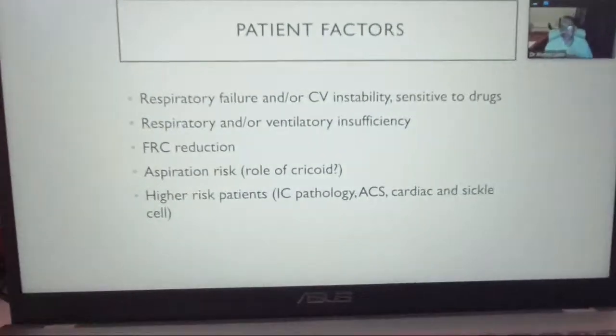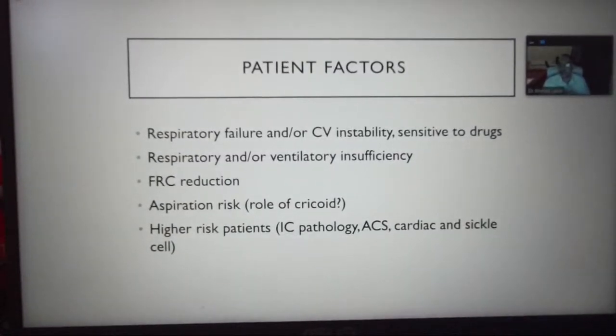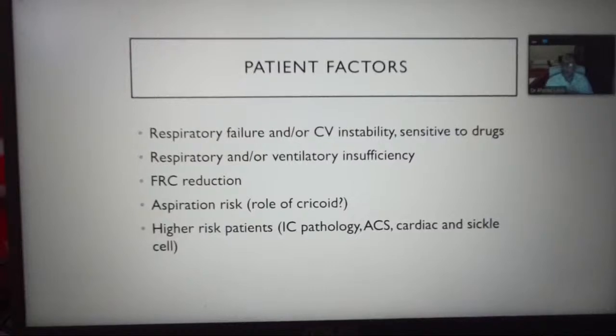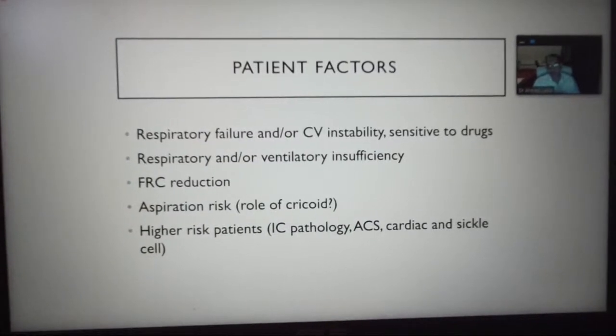The second is the patient. Your patient usually, as we said, has some sort of respiratory failure and cardiovascular instability. Their pharmacokinetics and dynamics are not the same as the patient for elective airway management. They are super sensitive to medications used for induction and maintenance. They have either hypoxic or hypercapnic respiratory failure or both of them. Their functional residual capacity is hugely reduced. They are at aspiration risk.